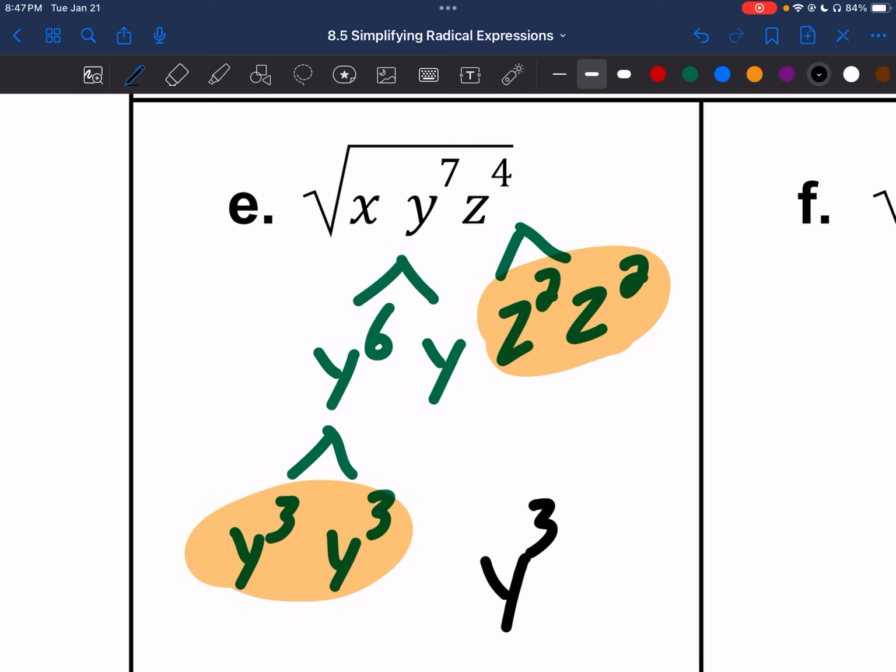I apologize, I misspoke. I said x squared. It's z squared. And then what's left in my radical? We have an x and a y. So you have y cubed, z squared, the square root of xy.